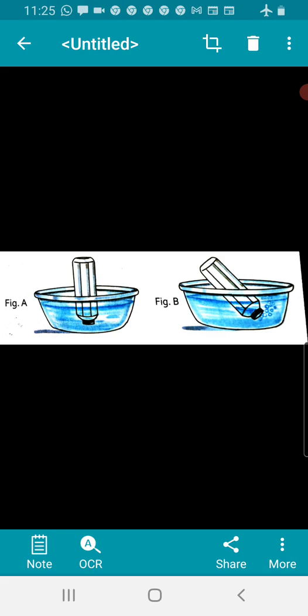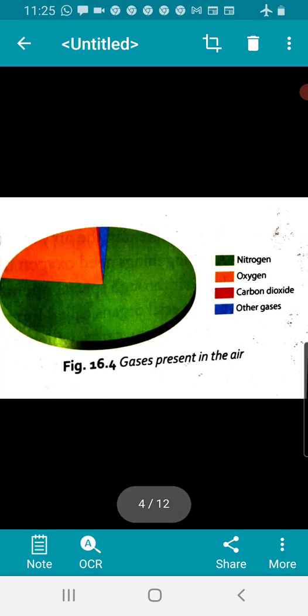As we move higher in the atmosphere, the air gets rarer. Now, can you think why mountaineers carry oxygen cylinders with them? Because at the high altitude, the oxygen content is less. So, let's see what air is made up of. The air consists of nitrogen, oxygen, carbon dioxide, and other gases. Nitrogen is 78%, oxygen 21%, carbon dioxide 0.04%. The rest is other gases.